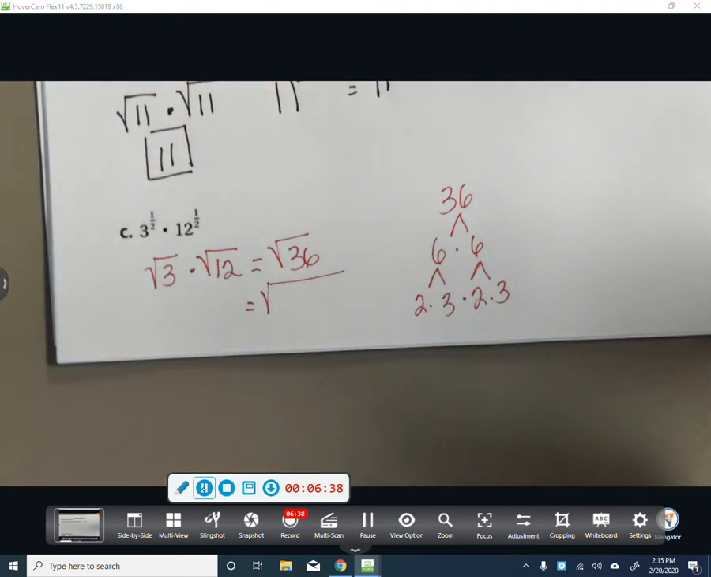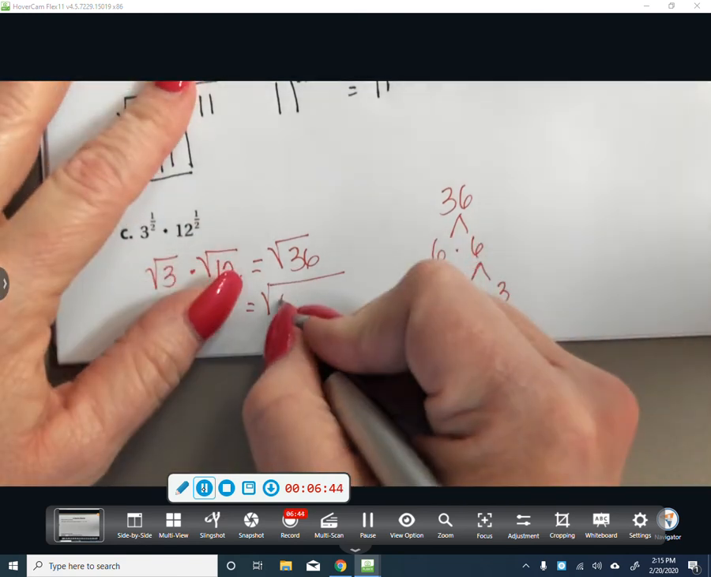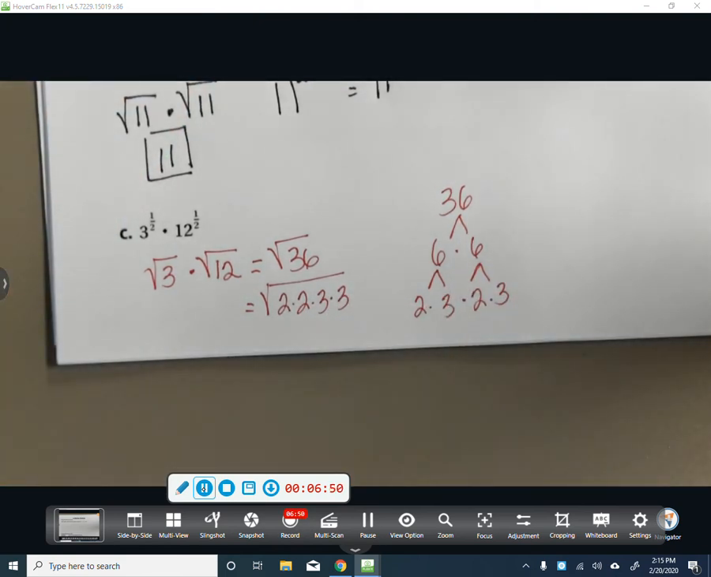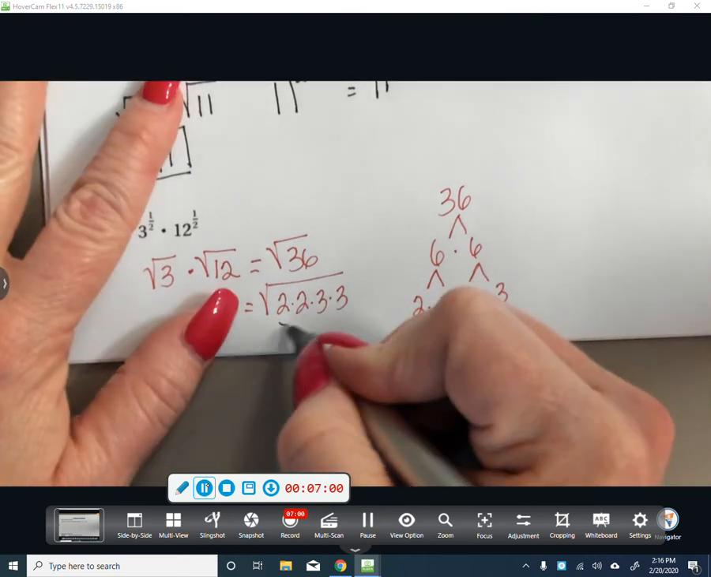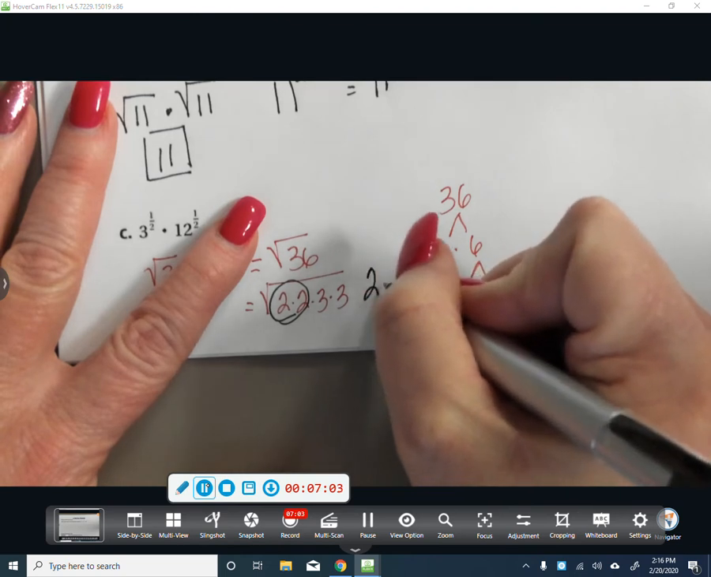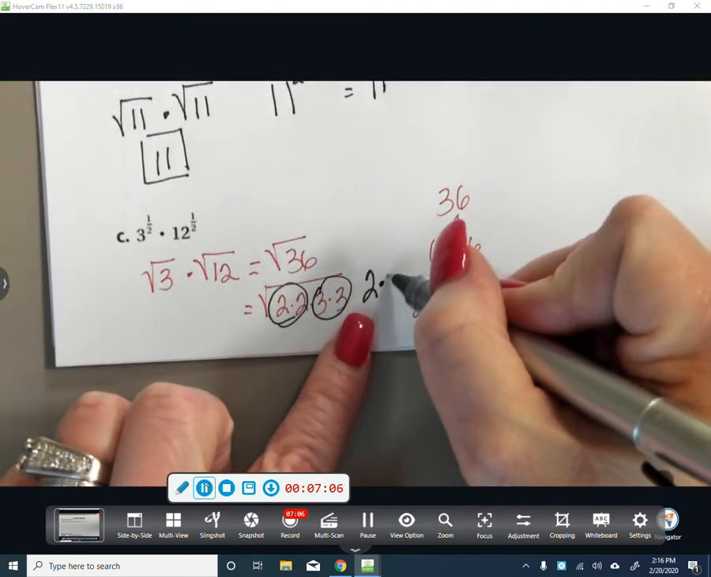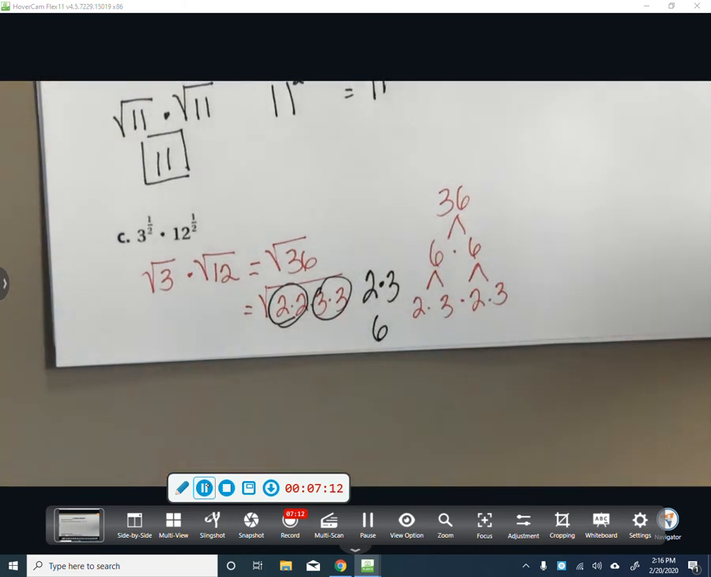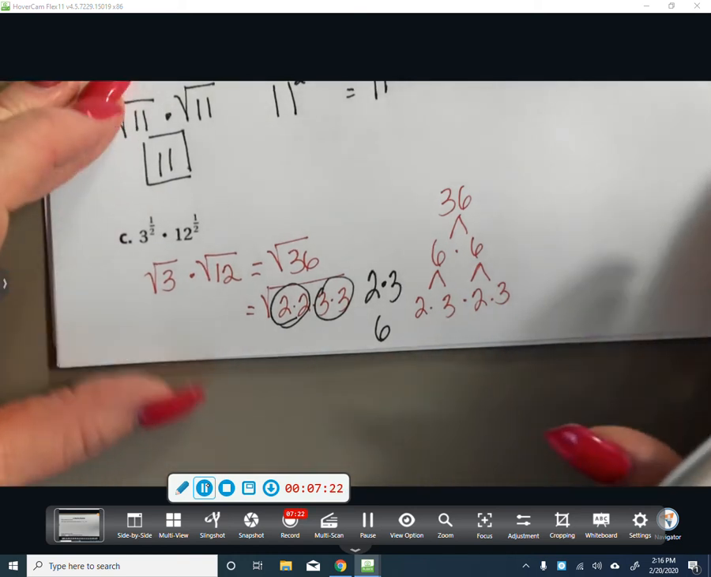What's the name? 36. Once I get it into the primes, I know it's 2 times 2 times 3 times 3. So let's take out groups of 2. So I take out a group of 2s, so I pull out a 2. And then take out a group of 3s, so I pull out a 3. So 2 times 3 is 6. So the square root of 36 is 6. Or 3 to the 1/2 power times 12 to the 1/2 power is 6. So far, so good?